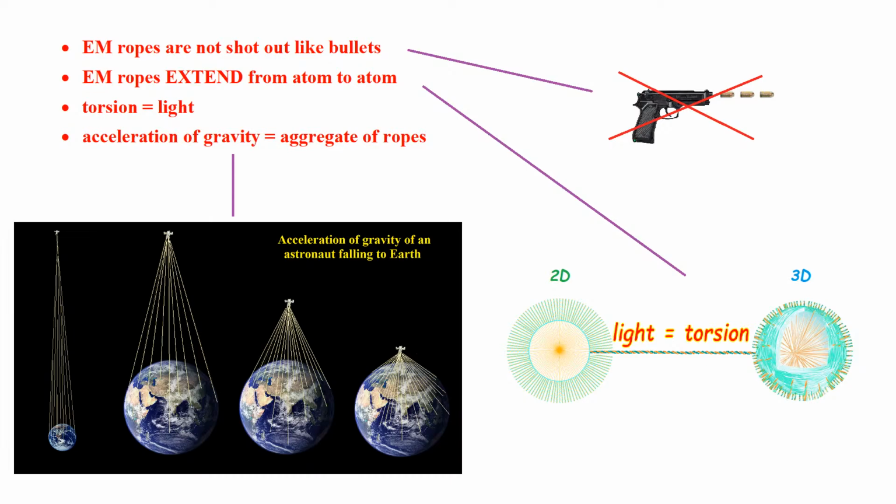So ropes don't run out, because we're not creating ropes and shooting them out. No, the ropes are permanently connecting any two atoms, forever. All we do is torque the rope. The atoms pump, they torque the rope, and the torsion along the rope is what we identify or call light. That's the mechanism we're proposing. Very simple, very straightforward, okay?